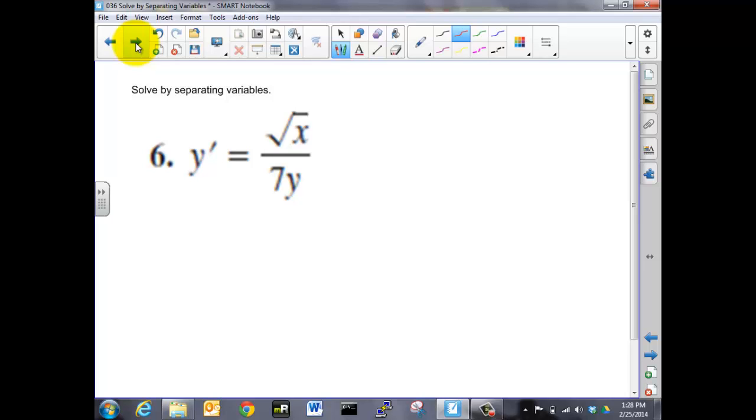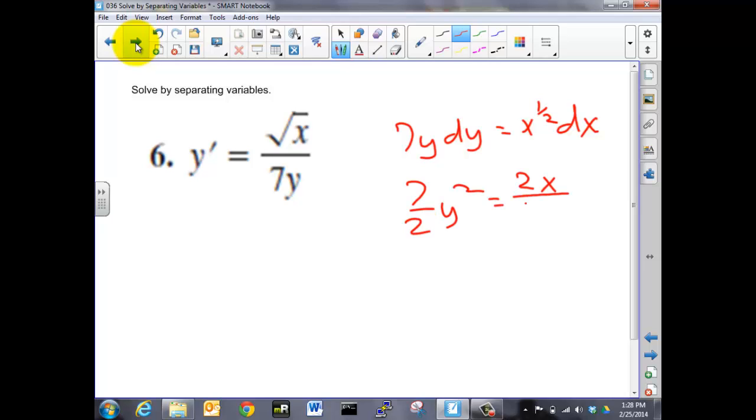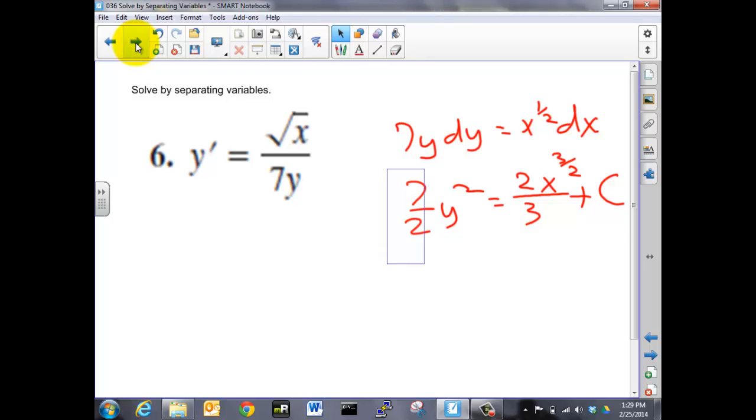Okay, so here we have 7y dy equals x to the 1/2 dx. So if we integrate over here, we get 7/2 y squared equals 2/3 x to the 3/2 plus c. And yes, I did a lot of that in my head, but hopefully you can get there. If I need to go back and do some other stuff on the board, I can. I think that would be our answer. Yes. 3y squared, and then 4x.